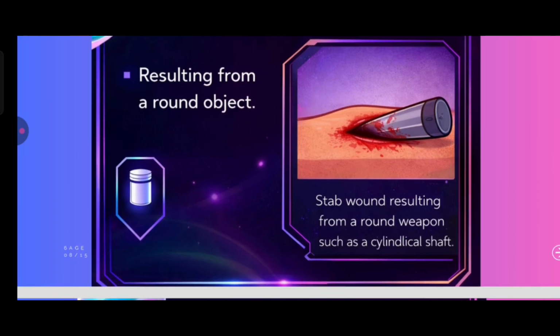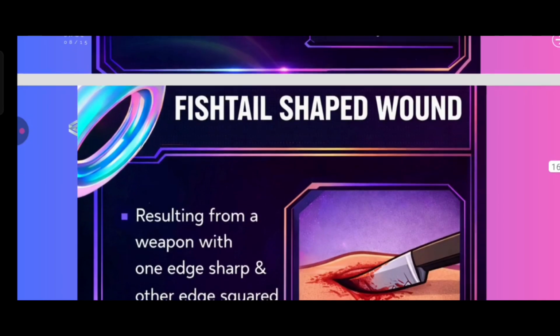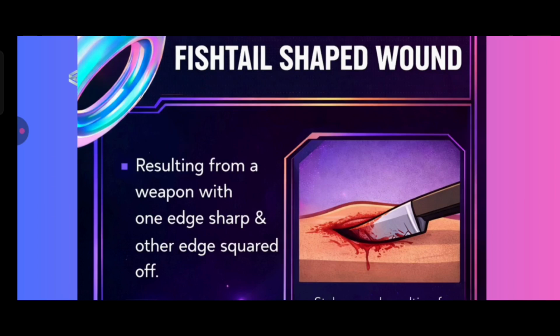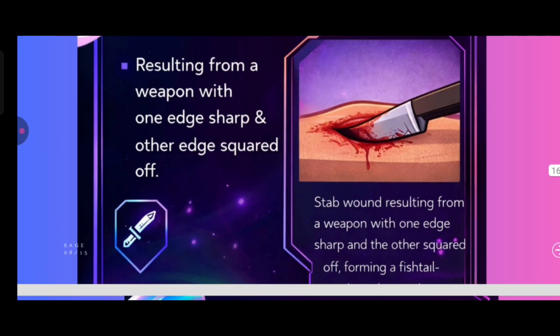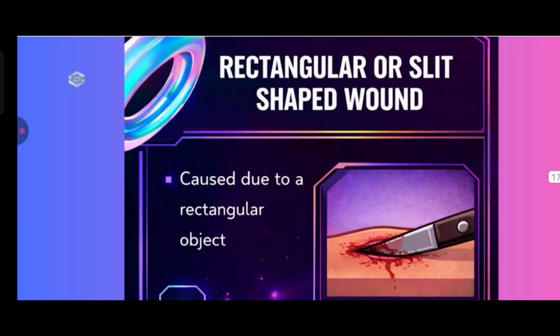The third shape is the round-shaped wound, resulting from a round object. A stab wound resulting from a round weapon such as a cylindrical shaft. Fishtail-shaped wound: resulting from a weapon with one edge sharp and the other edge squared off, forming a fishtail-shaped wound.